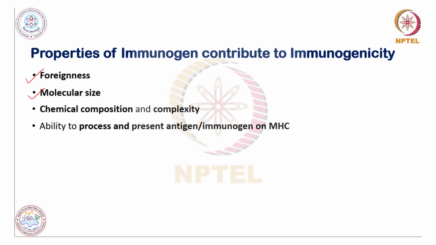We were discussing the properties of immunogens that contribute to immunogenicity, that is, the induction of an immune response. The first is foreignness: they are outside material for the body, not the body's own cells. Then their molecular size, their chemical composition and complexity, and their ability to process and present antigen or immunogens on MHC. These are the properties responsible for generating an immune response.